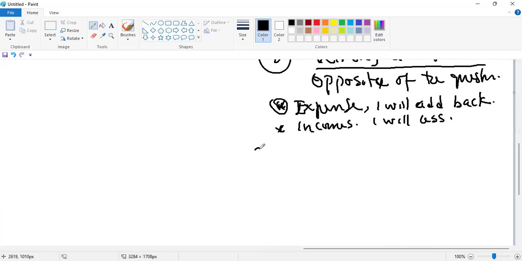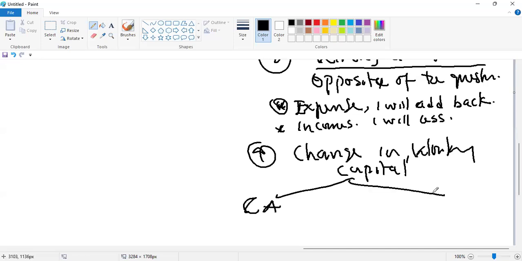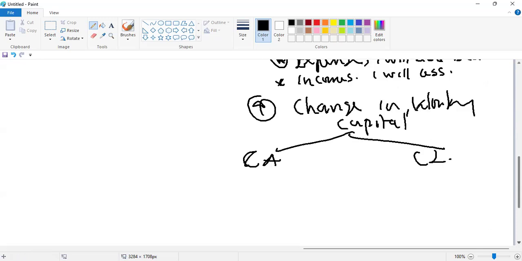Also for change in working capital. Don't forget, what is working capital? We have current assets, then we have current liabilities. These are my working capital. What are the rules of working capital? Any increase in current assets will lead to cash outflow.